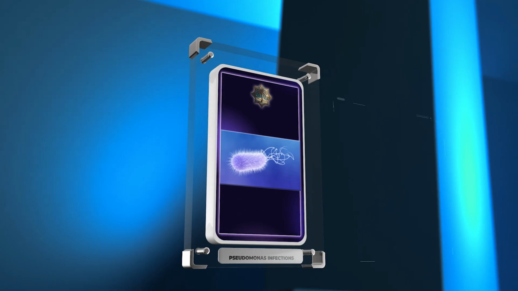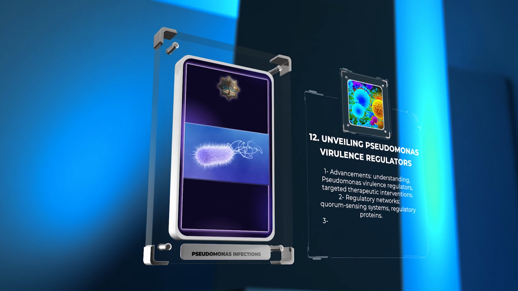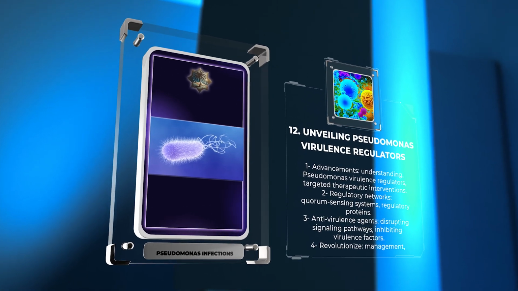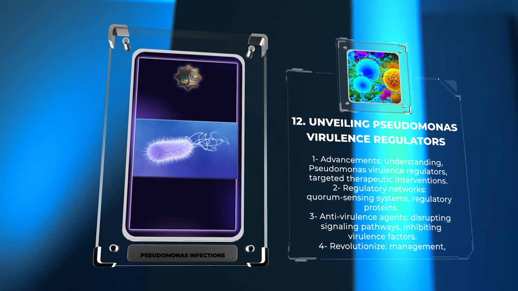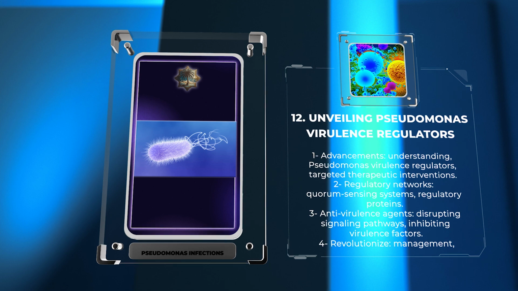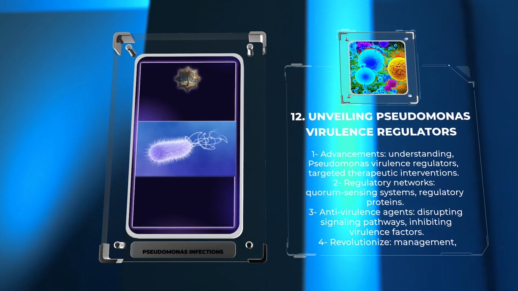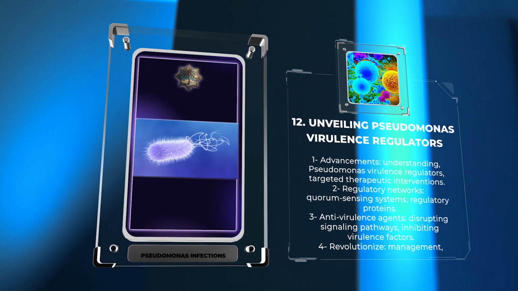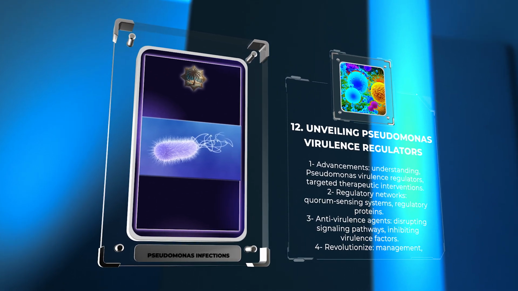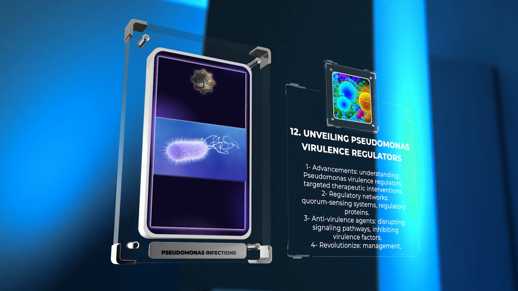Advancements in our understanding of Pseudomonas virulence regulators have opened up possibilities for targeted therapeutic interventions. Unraveling the intricate regulatory networks, such as quorum sensing systems and regulatory proteins, provides opportunities for developing antivirulence agents. Disrupting crucial signaling pathways and inhibiting key virulence factors could potentially revolutionize the management of Pseudomonas infections.